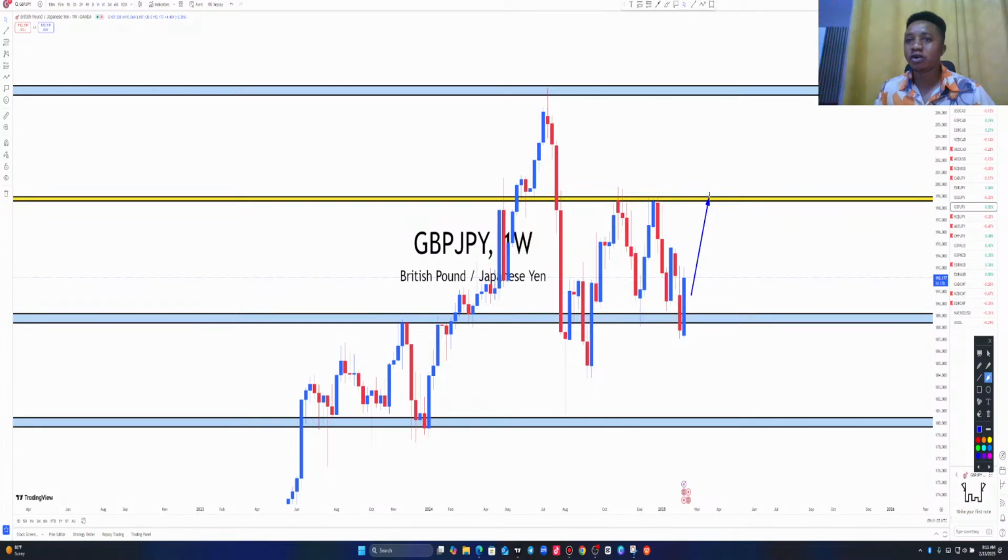Based on what we are seeing, because on the weekly and on the monthly, we are seeing an uptrend. Let's look at other time frames to have a better understanding of what we are doing. All right, let's go to daily.